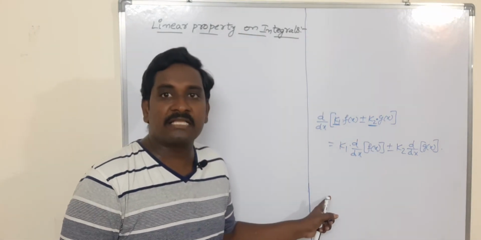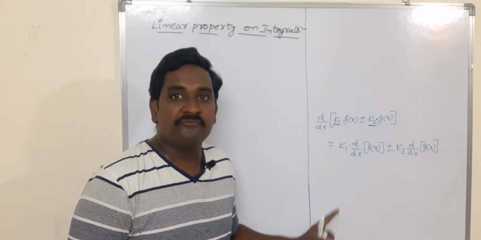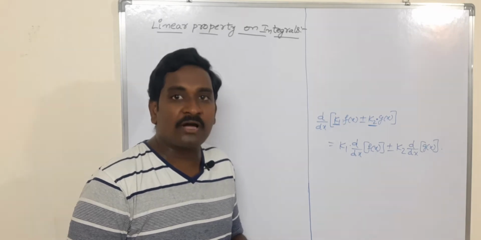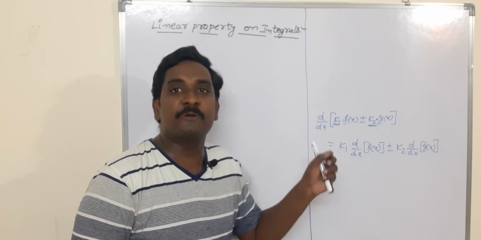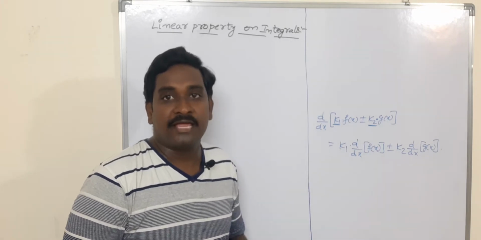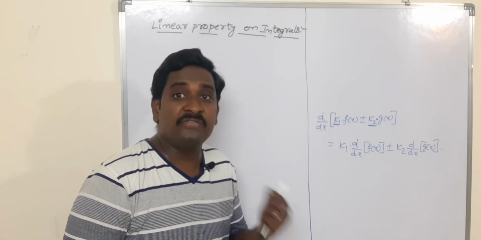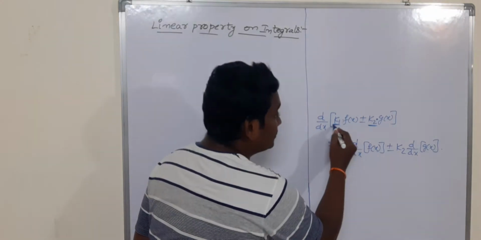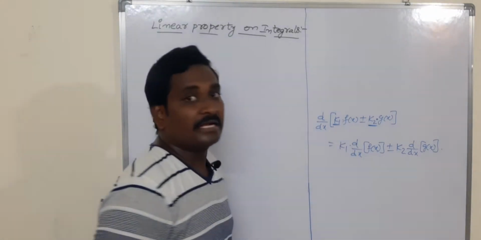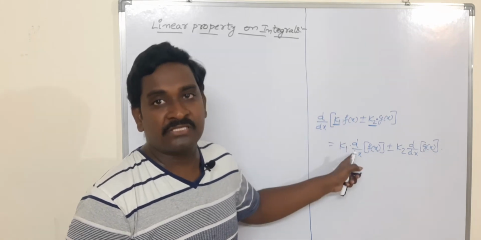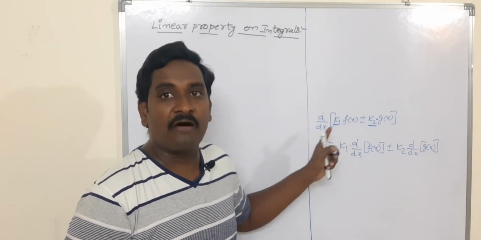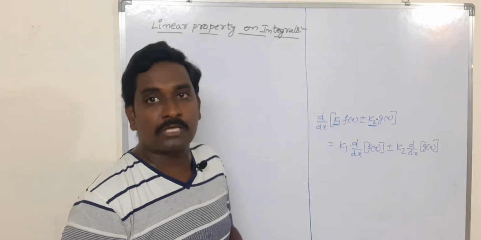Linear property is nothing but a splitting property. If there are two or more functions in addition or subtraction, we can easily split the terms. At the same time, if there is a constant in product, we can take it outside from the derivative. This is called the linear property in differentiation. In a similar way, we have the linear property in integrals also.